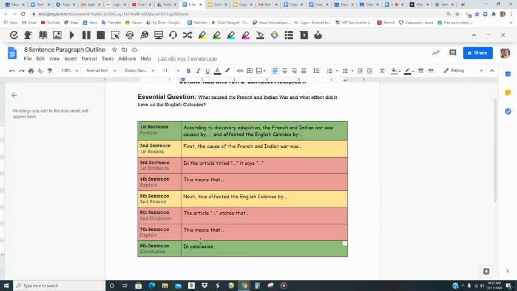In conclusion, blank caused the French and Indian War and caused the English colonies to blank, blank, blank. All right, folks, that is your very brief explanation of how this writing works. Go for it.